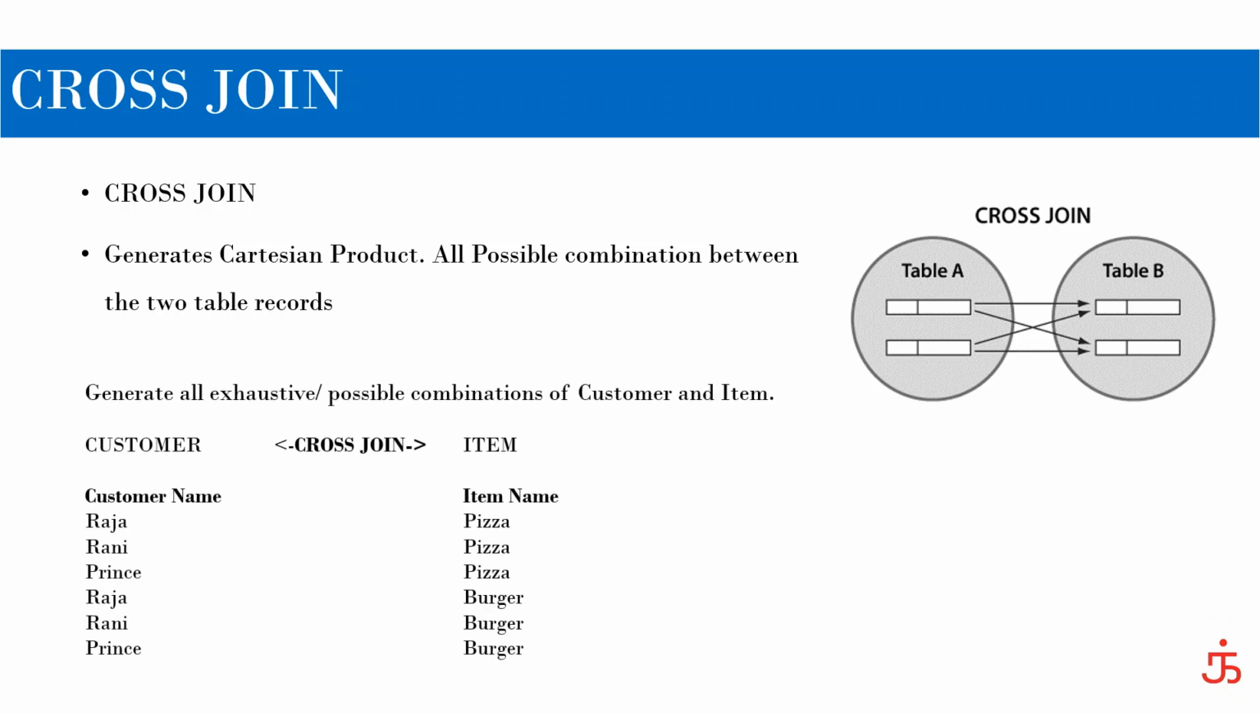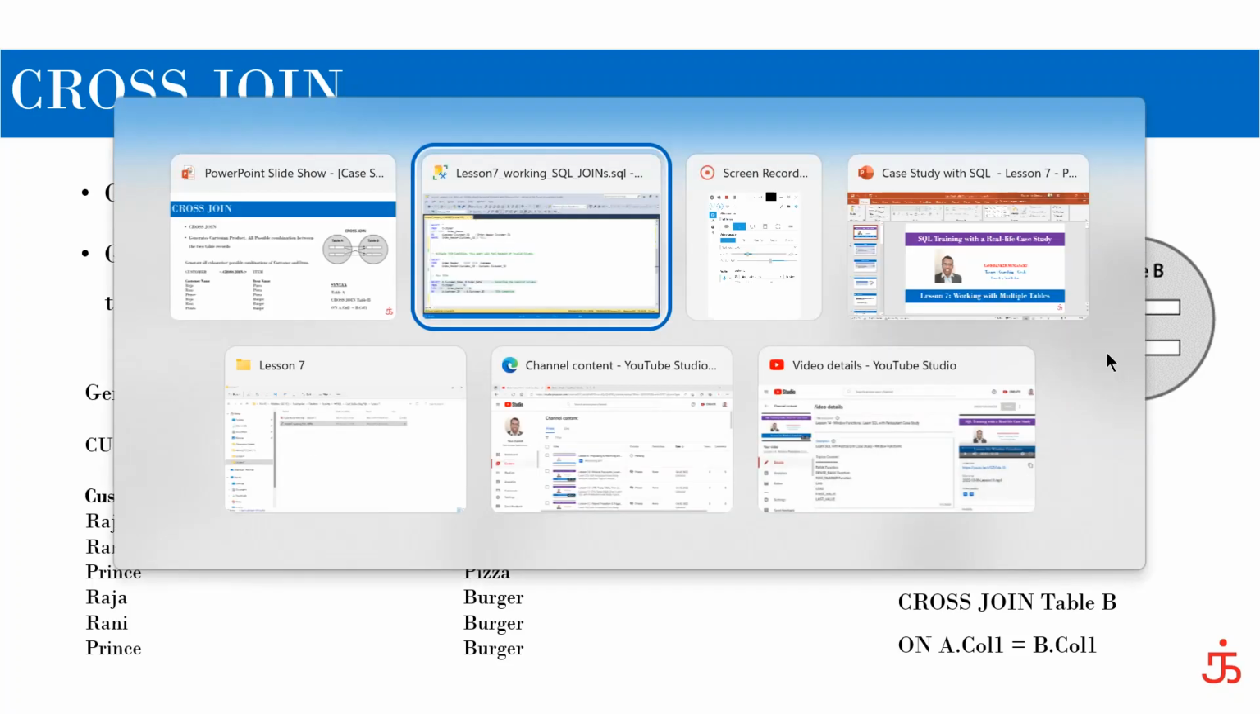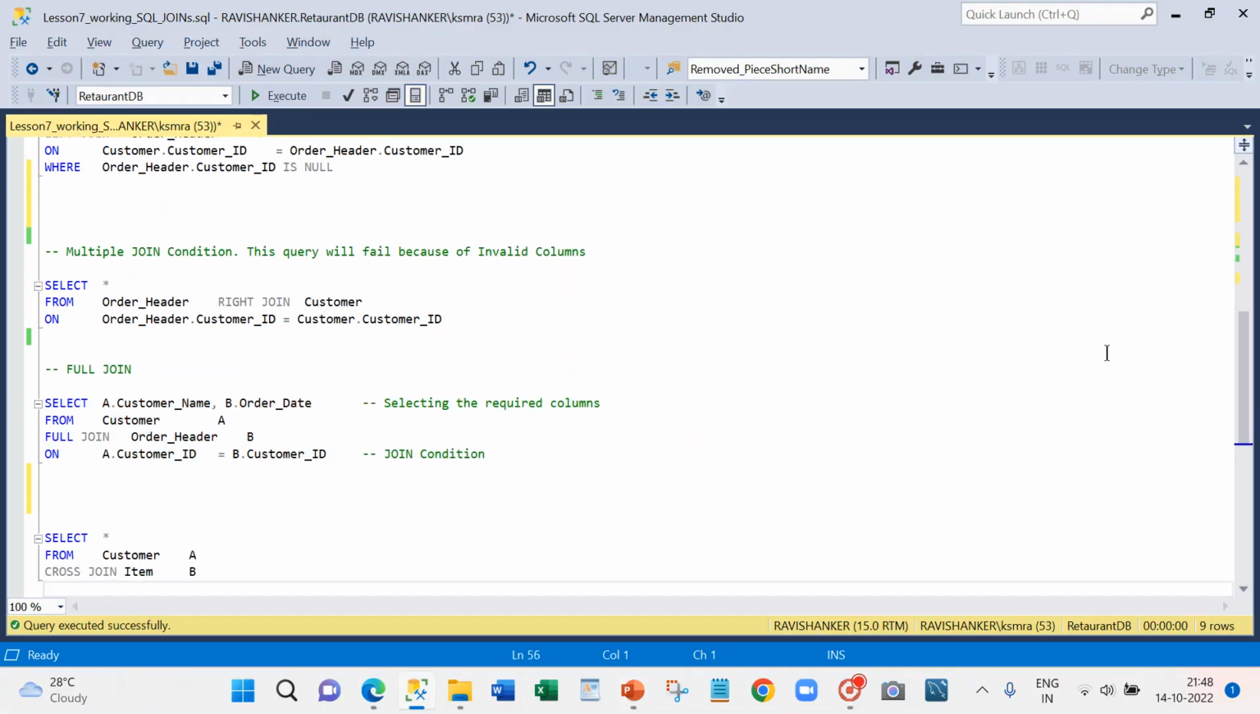For example, if you want all possible combinations, give me the list of customers along with all the possible items that they can purchase. In this example, I've used only 3 customers and 2 items, so all 3 customers can buy these combinations. These combinations are possible if you want to generate all possibilities. The syntax is cross join table B. For example, I'm just doing a cross join of item and customer.